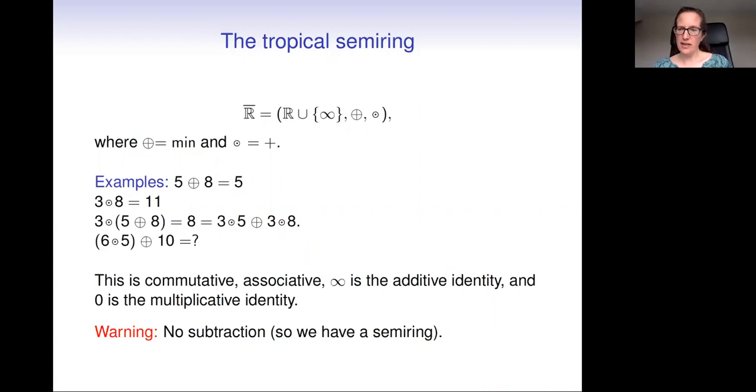3 tropical times 8, that's 3 plus 8, which is 11. And now we check things. For example, 3 times (5 plus 8), all tropical operations. 5 plus 8, we've already decided, is 5. 3 times 5, that's 3 plus 5 in usual arithmetic, which is 8. On the other hand, 3 times 5 is 8, and 3 times 8 is 11, and the minimum of 8 and 11 is 8. Okay, so we get the same answer on both sides. What we've actually seen is that tropical multiplication distributes over tropical addition.